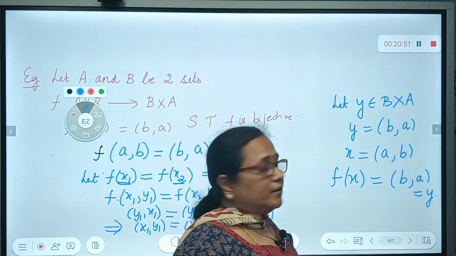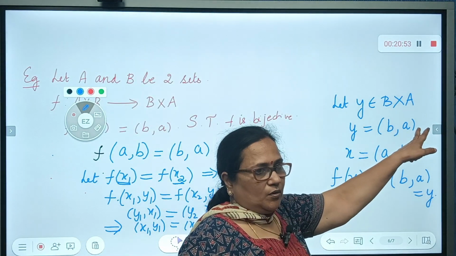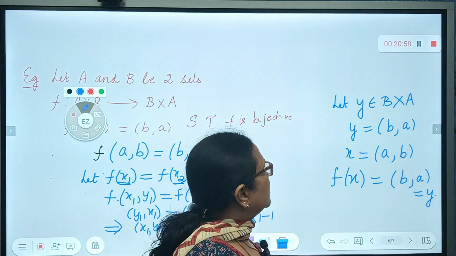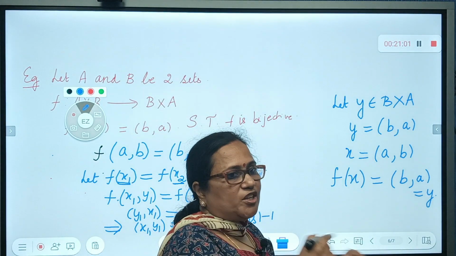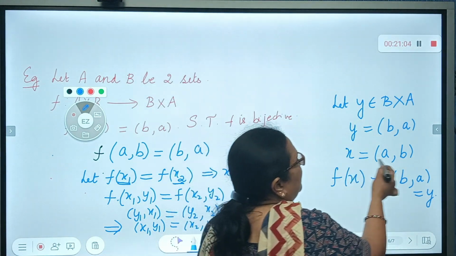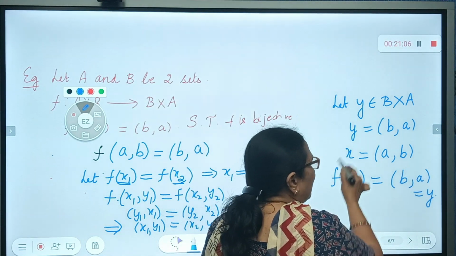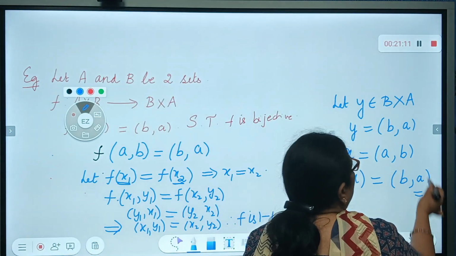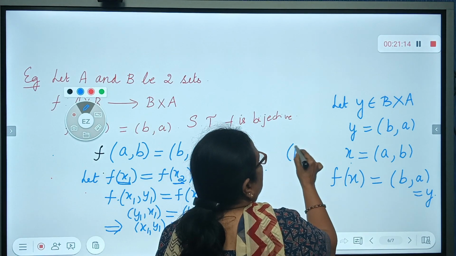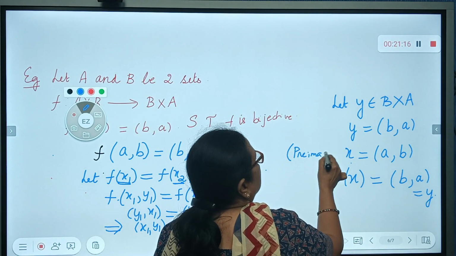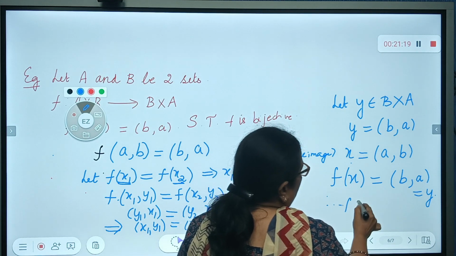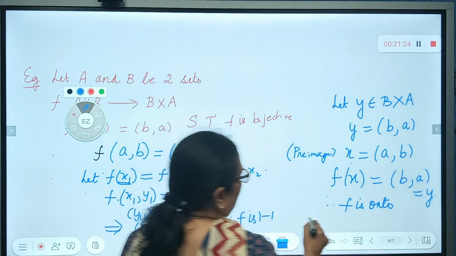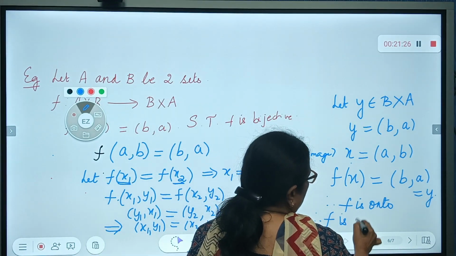Please try to understand. I have taken an element in B cross A, that is y. I want to find a pre-image. You know what f does? f just interchanges elements in the ordered pair. So x will be (a, b). And if I apply f to x, I get (b, a). So f of x equals y. So given a y, I have found an x which is the pre-image. Therefore, f is onto. So f is onto, f is 1 to 1. Therefore, f is bijective.